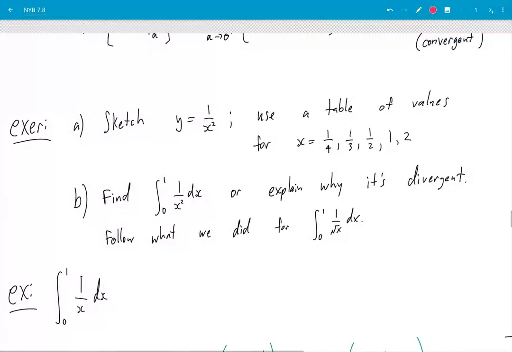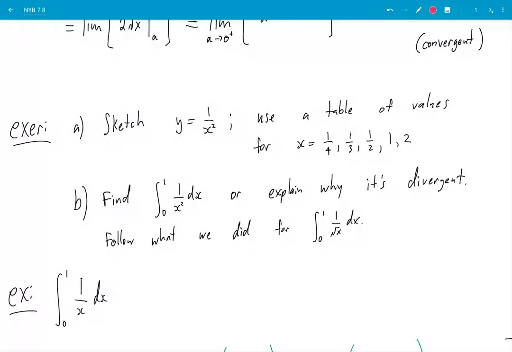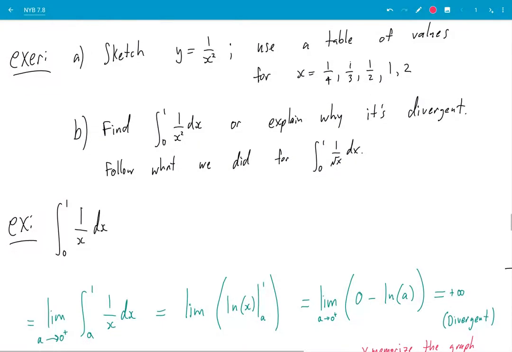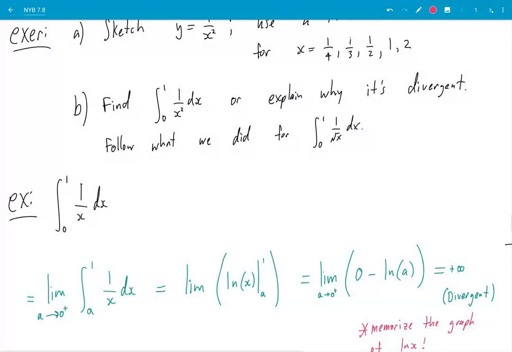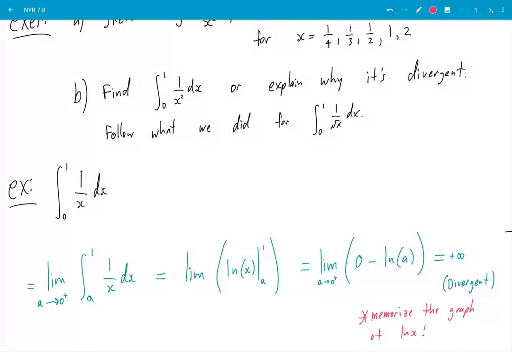Okay, I want to do an example. I think the kind of missing example here, 1 over x, what happens there? It's kind of a special case. I do it just because ln is not something that students are super familiar with, but you need to be. So I'm going to ask you to memorize this graph of ln of x. Okay, so 1 over x becomes ln of x.